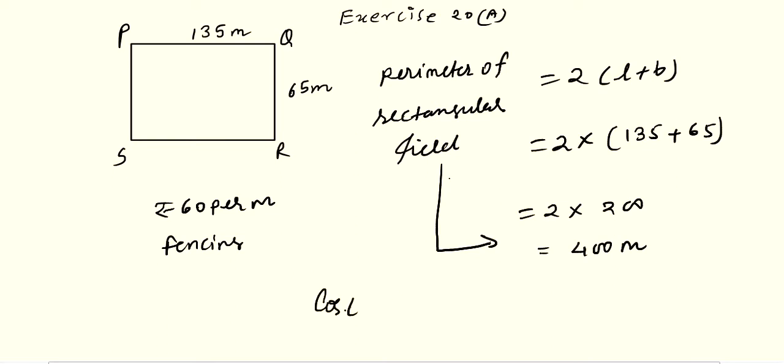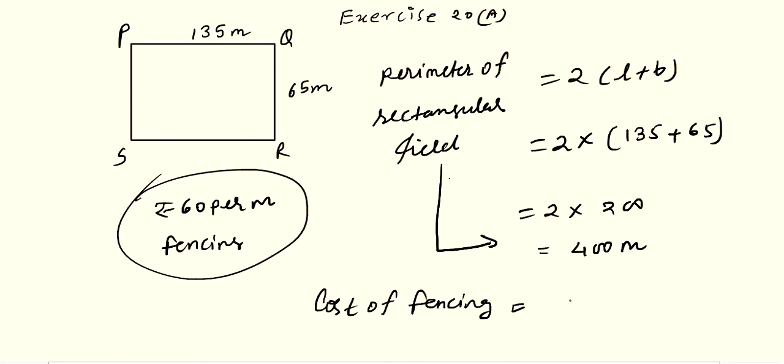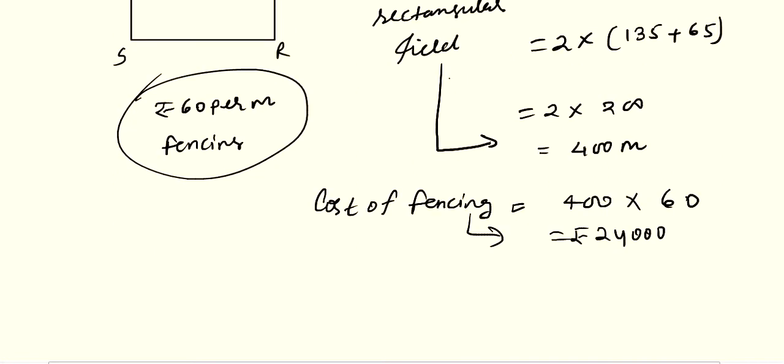Now the cost of fencing. The cost of fencing is given to us as 60 rupees per meter. So the required perimeter, which is 400, into cost 60. So 6 fours are 24, followed by 3 zeros. So 24,000 rupees will be the required cost for fencing this rectangular field. Then question number 2.